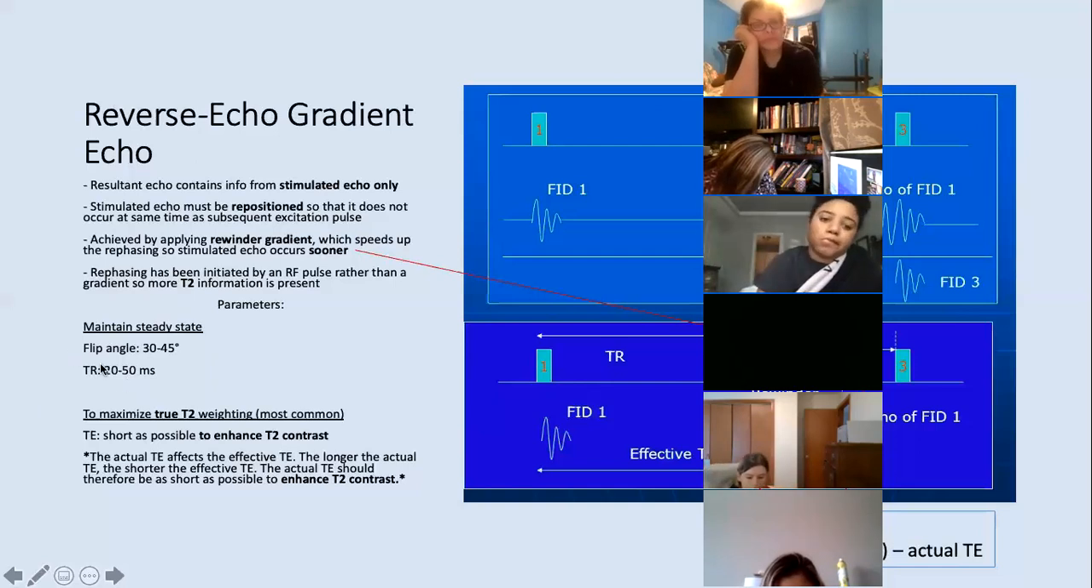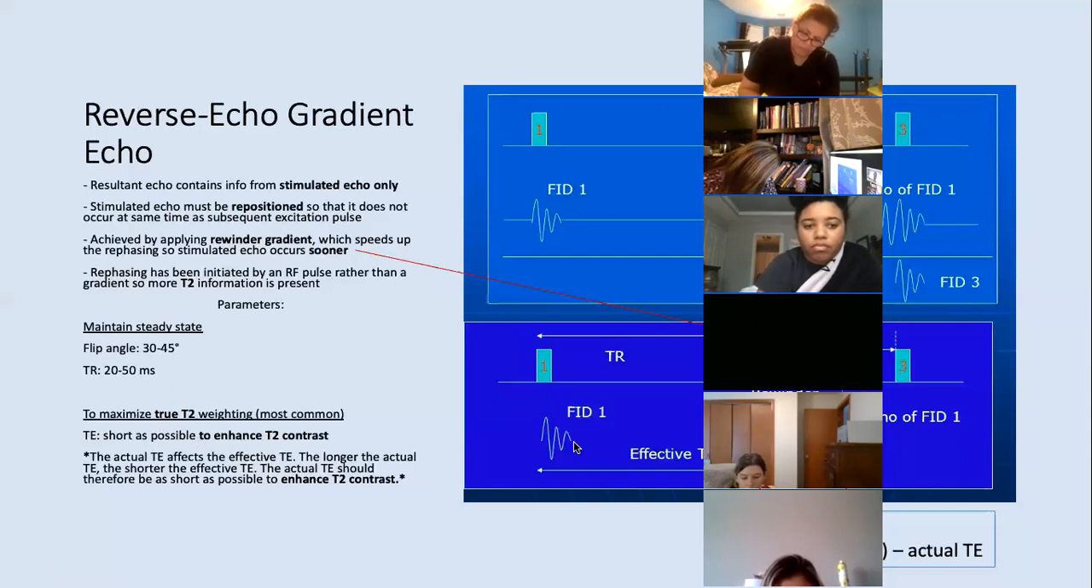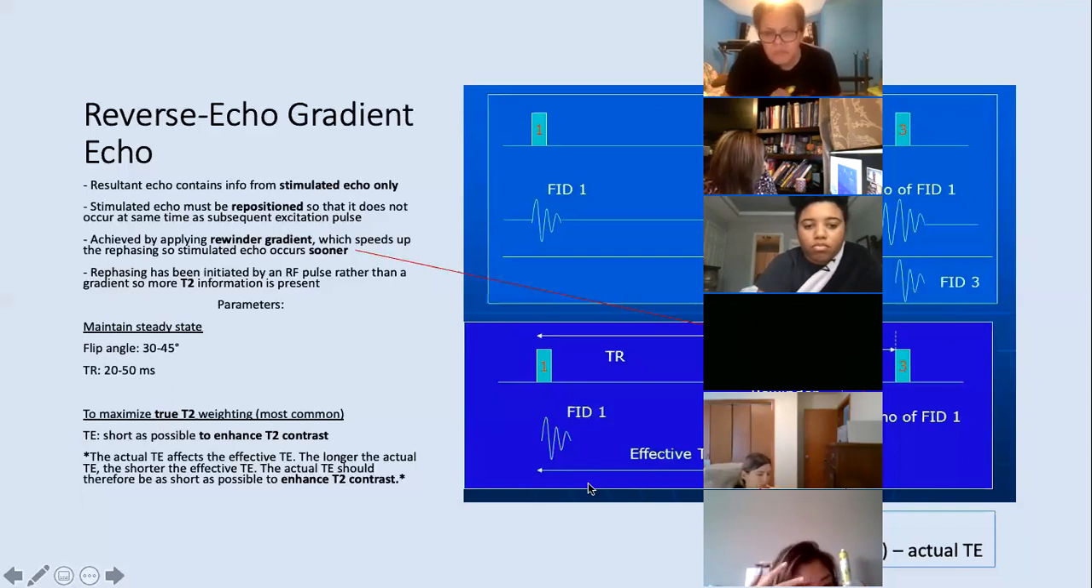So to maintain the steady state, we just keep the same parameters here. But to maximize true T2 weighting, we keep the TE as short as possible. So we want that TE as short as possible. And the actual TE is this, and the effective TE is this. So the actual TE affects the effective TE, and you can see that here by this equation. The effective TE is basically 2 times TR minus the actual TE. So you can see by definition, the actual TE affects the effective TE.